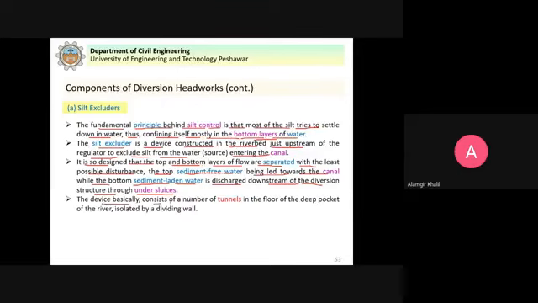The device basically consists of a number of tunnels in the floor of the deep pocket of the river, isolated by a divide wall. The sill level of the regulator is kept the same as that of the top level of the RCC roof slab of the tunnel.